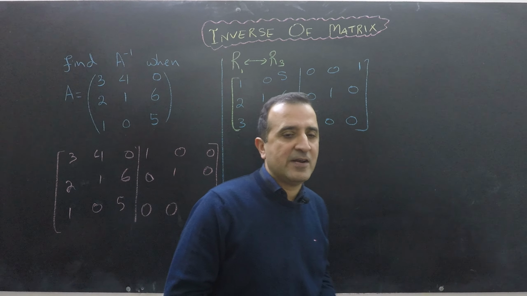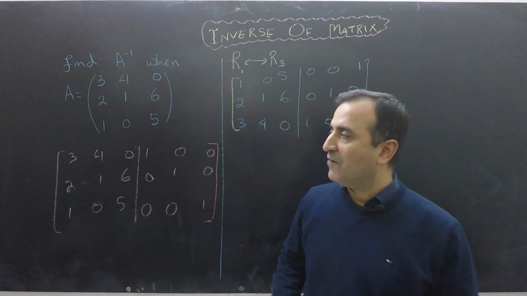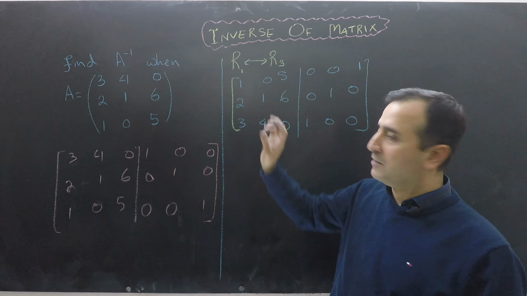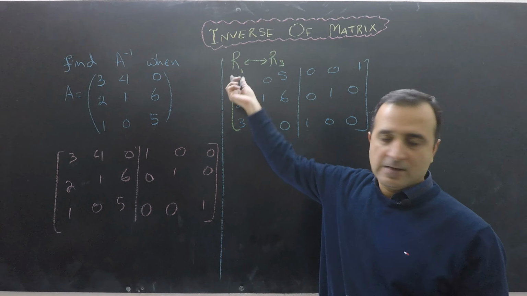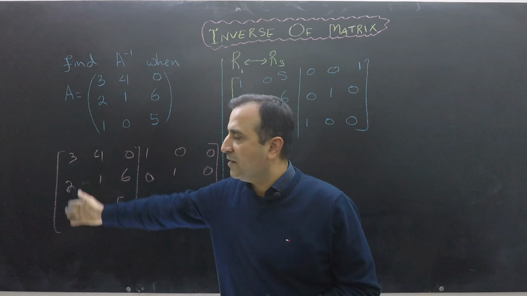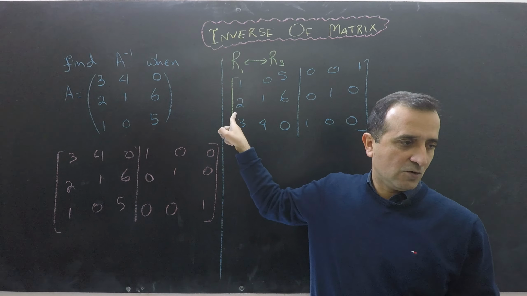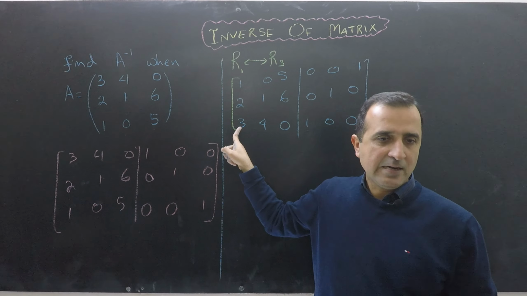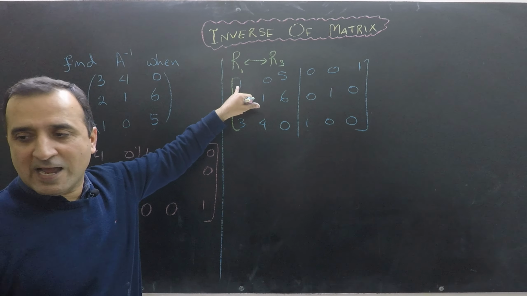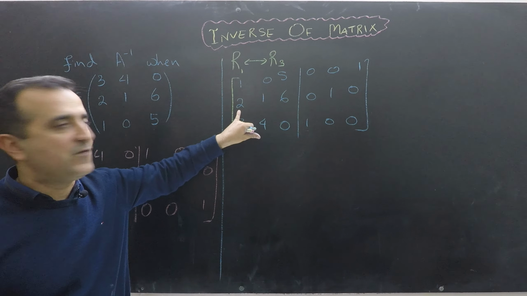Now what should our next goal be? The easy way is to go column by column. So our first goal was to have a 1 here. Now what is our next goal? We have 1, and what we want next is 0. So we want 0 here, and 0 here. Right? So next thing we are going to do is multiply this row by 2 and subtract from here. In this way we will have 0 here.